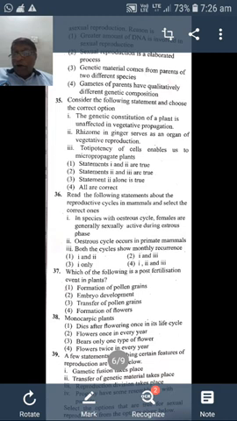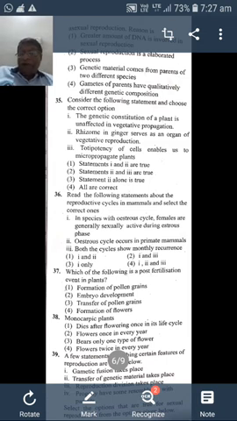Which of the following is a post-fertilization event in plants? Pollen grains formed before reproduction. Transfer of pollen grains before reproduction. Formation of flowers before reproduction. After fertilization, only the embryo develops. If you study post-fertilization events, you will know. Embryo develops. Okay, it is the answer.